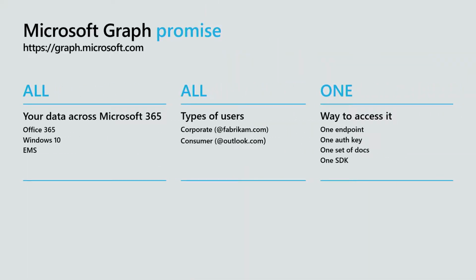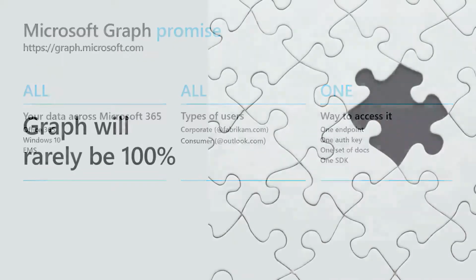So if you caught any of the Graph sessions, you've probably seen a slide that looks like this. We make this amazing promise to you, right? We're going to bring together all your different data across Microsoft 365. We're going to do it for all the different user accounts that you care about, and we're going to give you one way to access it: one endpoint, one SDK, one portal, one app registration, so on and so forth. And that is a really, really good promise, and we do a reasonably good job of delivering on it. But the fact is that sometimes we do fall short.